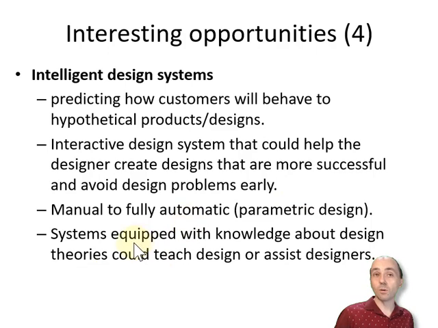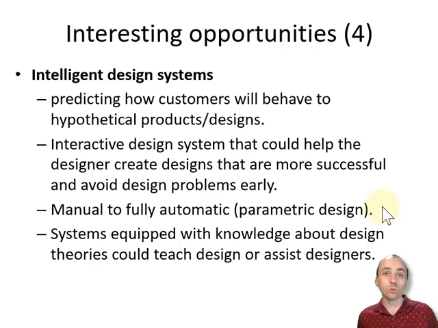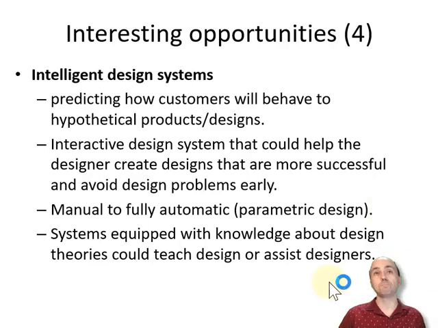We can also maybe have some design system that can be automatic, like to do the parametric design. That means we have some computer that will automatically do the design. Or maybe automatic is not so good, or semi-automatic. So not completely automatic, but the computer can propose some basic idea for design to help the designer.